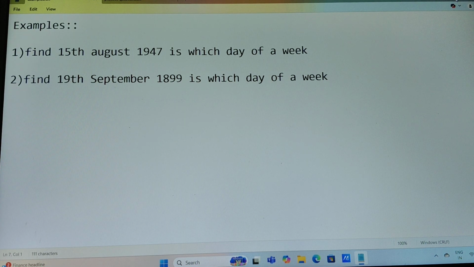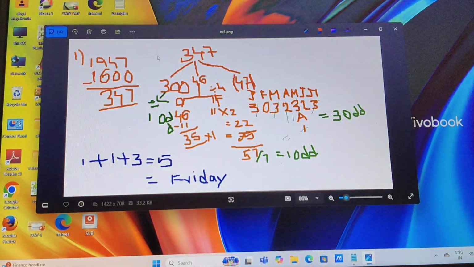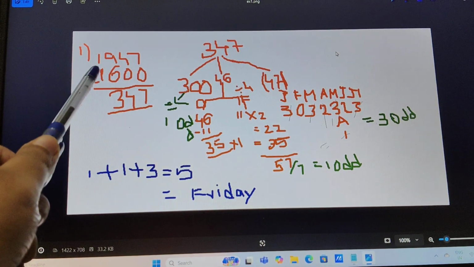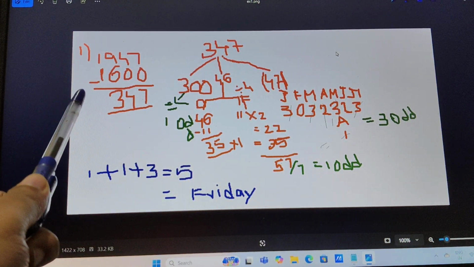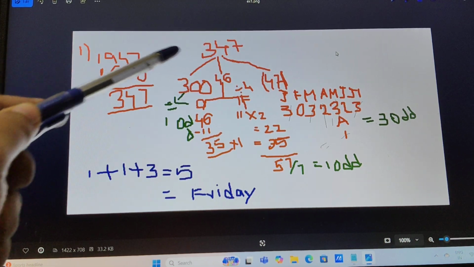So let us do it. How does this come? You could see it here. First of all, you need to calculate the year. In 1947, we need to remove 1600. Here, 1600 is the nearest leap century. The nearest leap century for 1900 is 1600. When we remove that, 347 are the remaining years. Then we need to calculate for this 347.